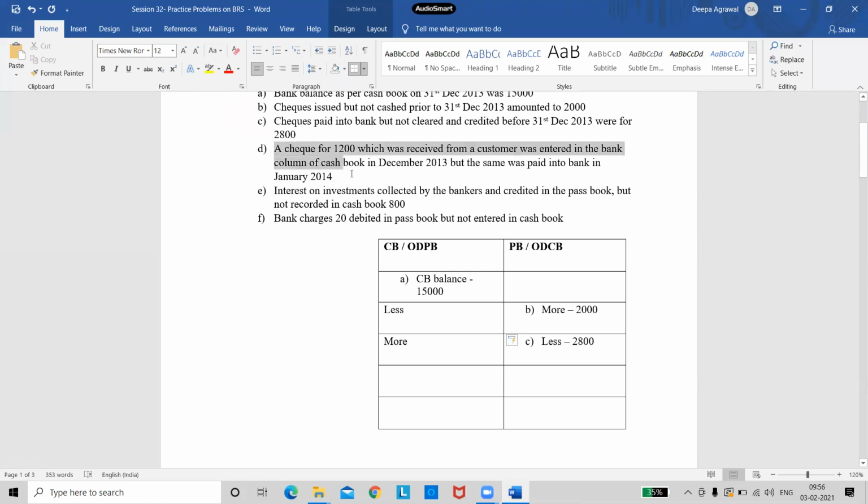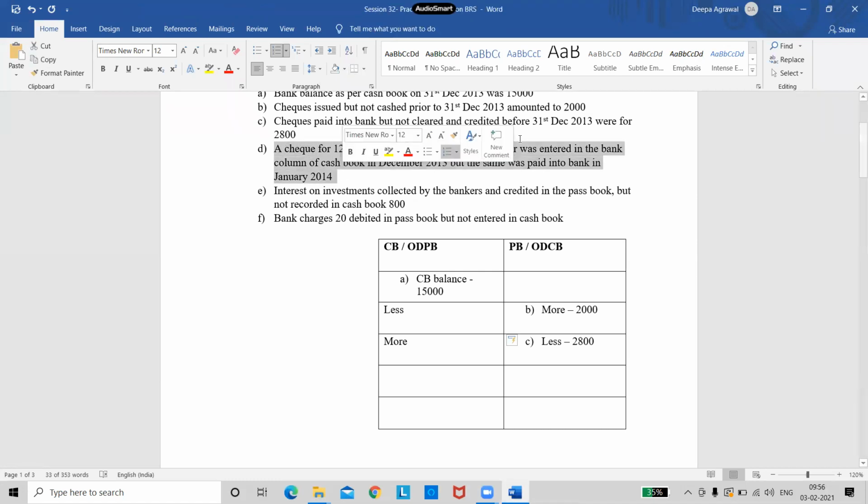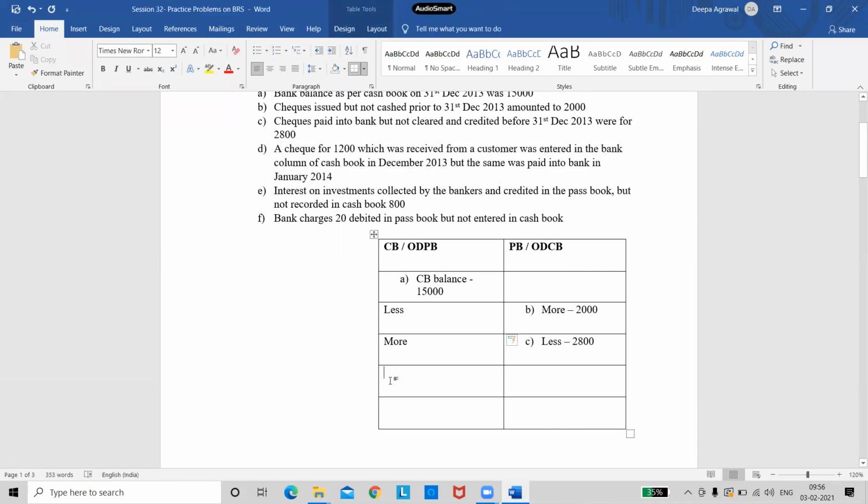What happened? No one is answering me. Cash book, ma'am. The cash book has recorded. Very good. And the cash book balance will increase. It will increase because it is a deposit. So passbook balance will be less, and the amount is given as 1200. So I've taken that. I move forward to the next transaction.